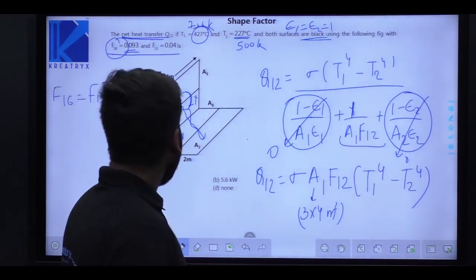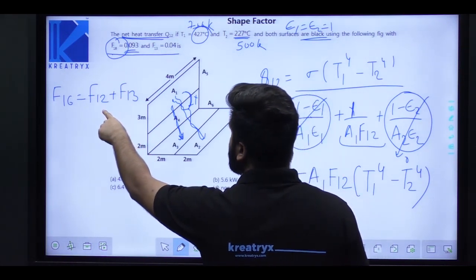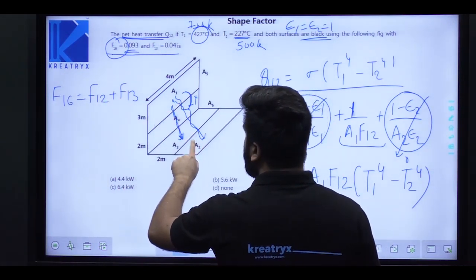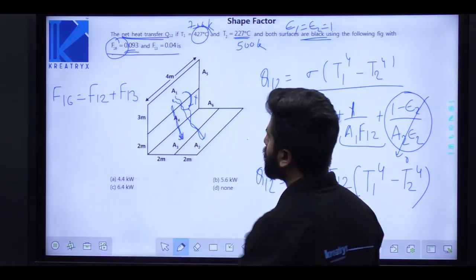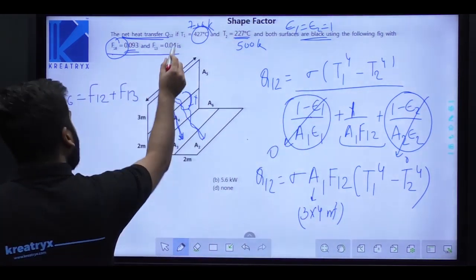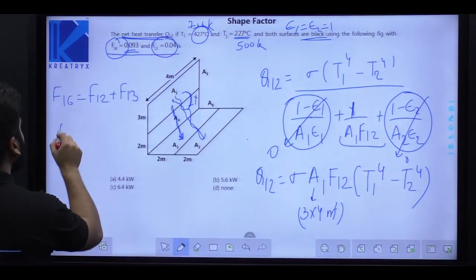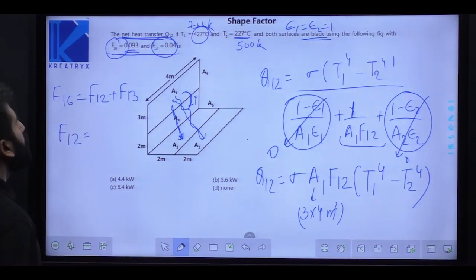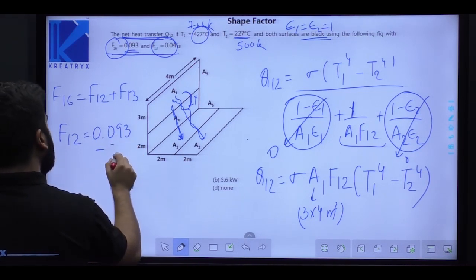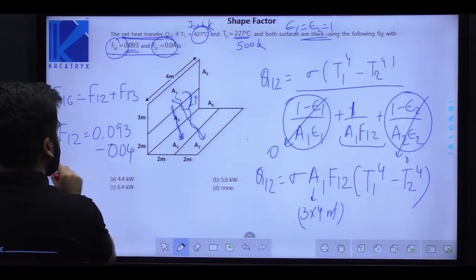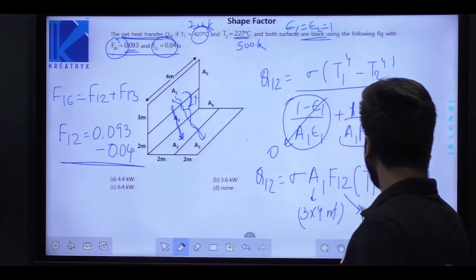There is some data given to us, which is F16 equal to 0.093. That means the fraction of radiation energy going from surface 1 to surface 6 is 0.093. Surface 6 comprises the surfaces 2 and 3. That means F16 is basically F12 plus F13, the fraction of radiation energy going from 1 to 2 plus the fraction going from 1 to 3. F13 is given as 0.04, so I can find F12, which is 0.093 minus 0.04. That will be 0.053.